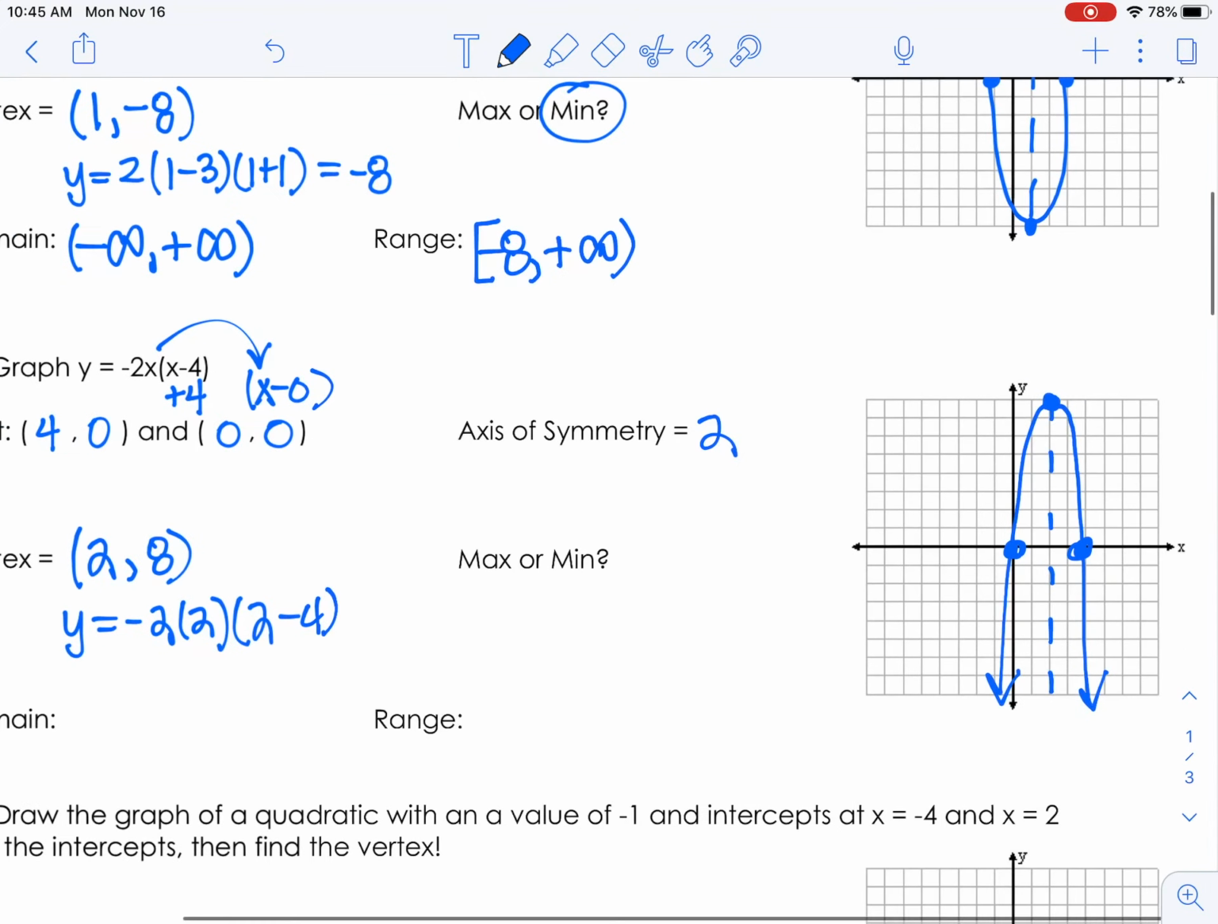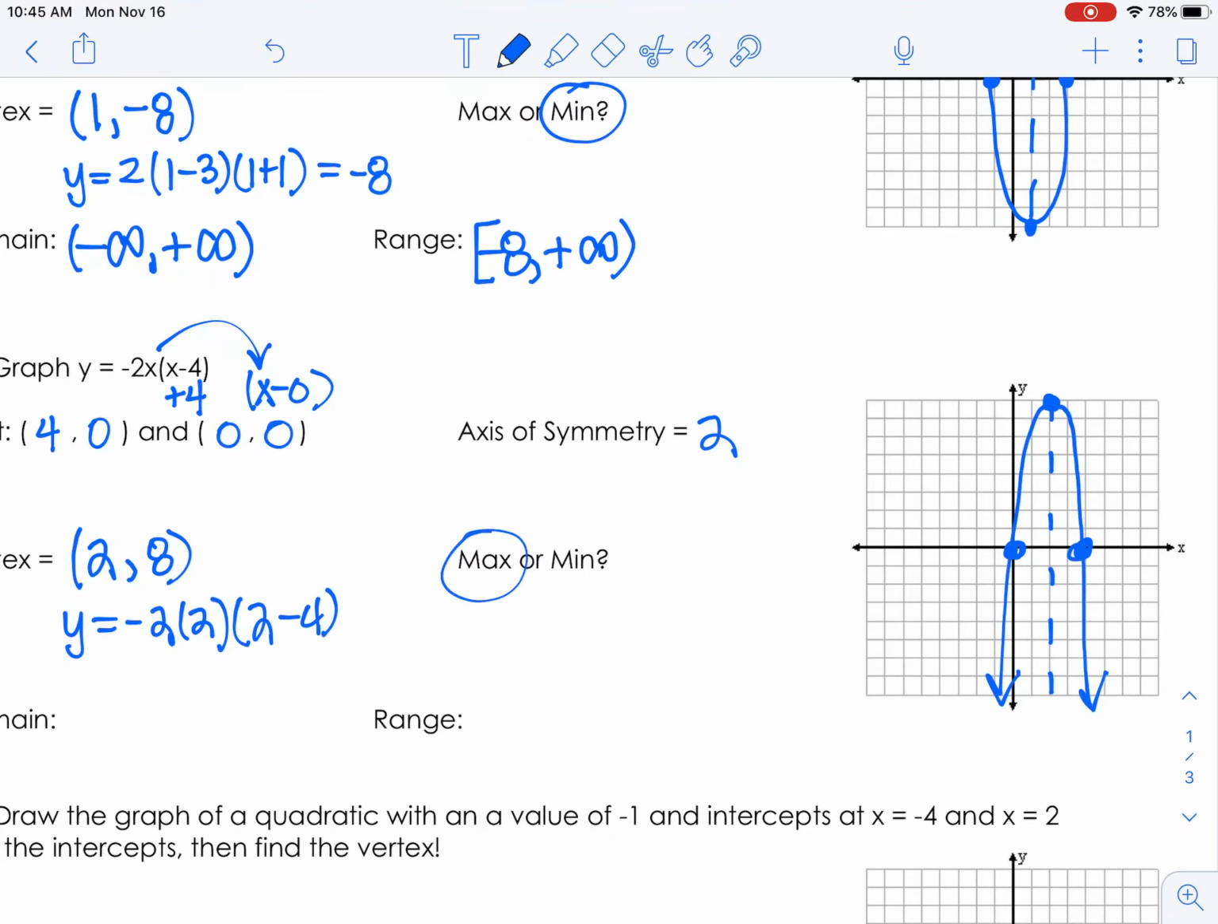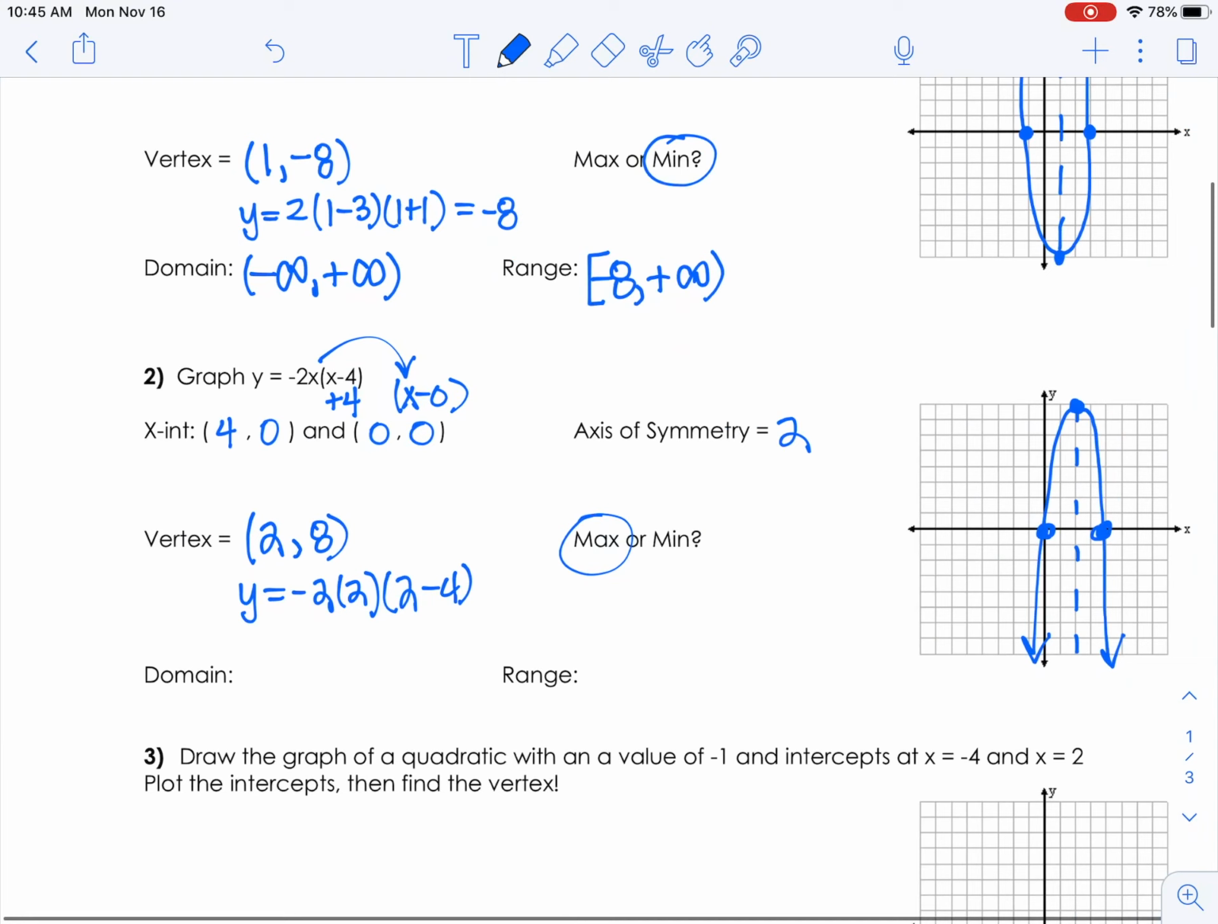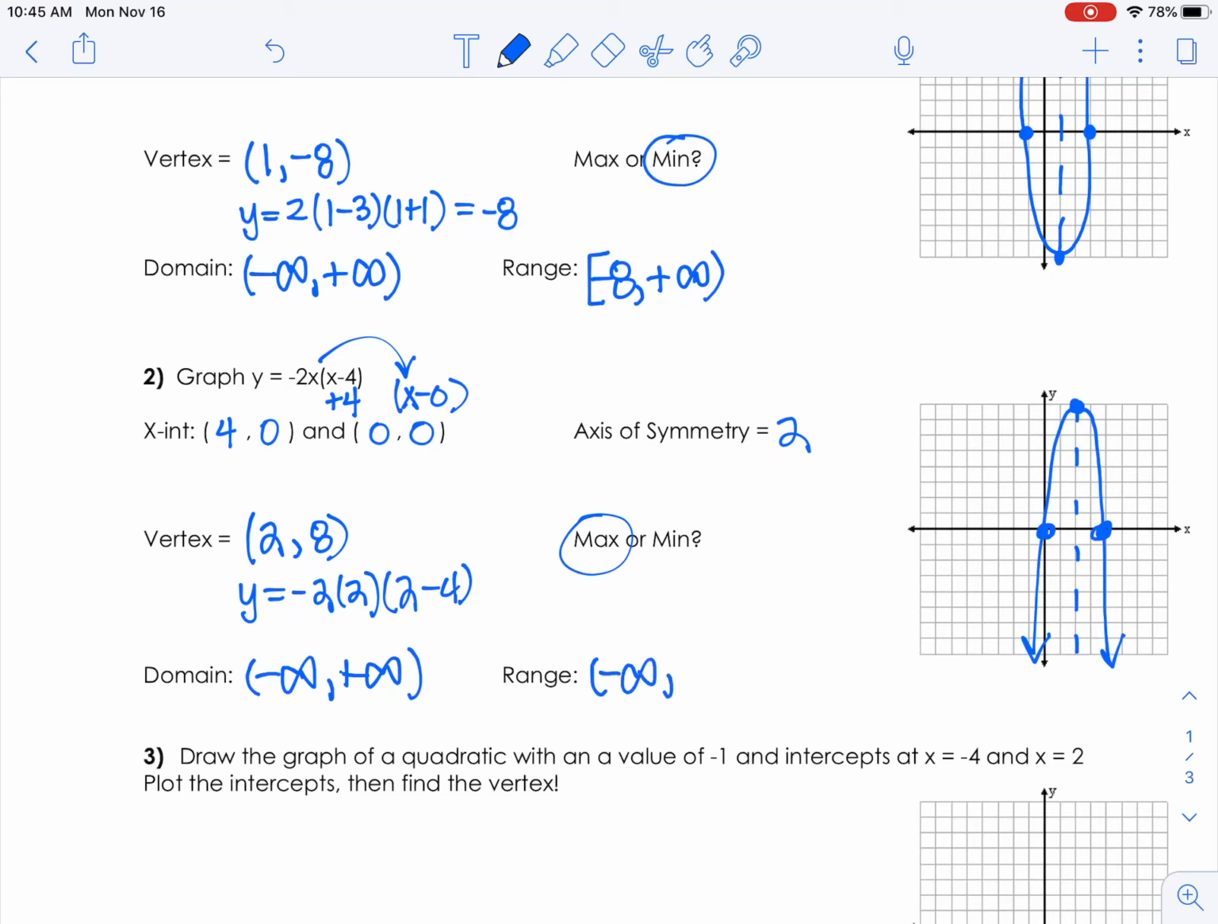And that is a maximum because our a value is -2. It was reflected. So that creates a maximum. The domain, like always, is negative infinity to positive infinity. And the range would be all the way down at the bottom, negative infinity up to positive 8.